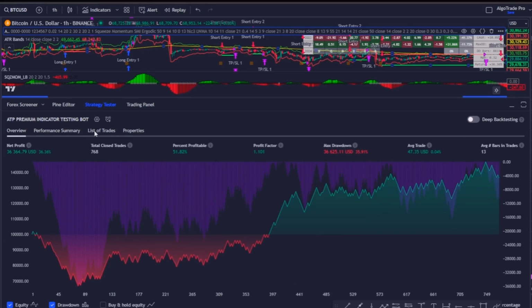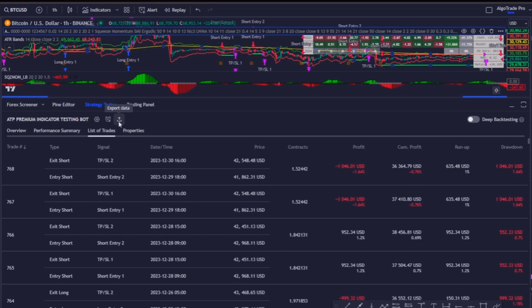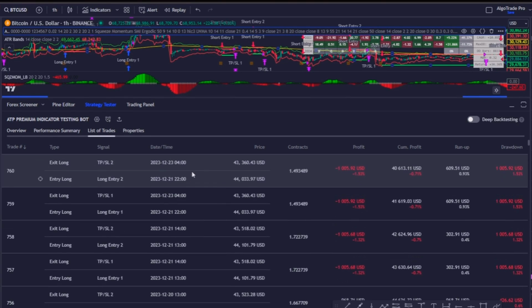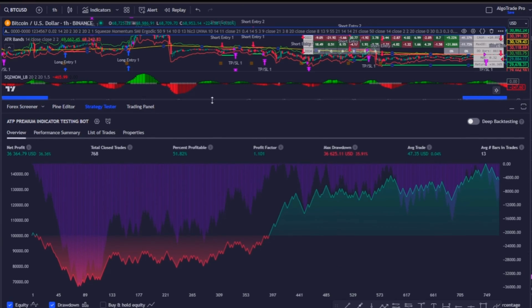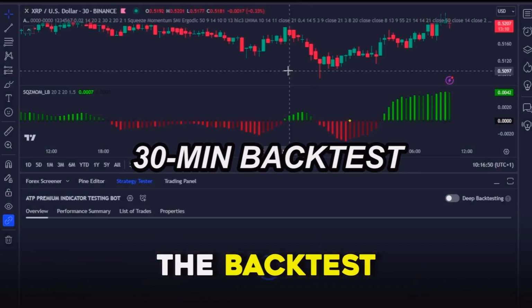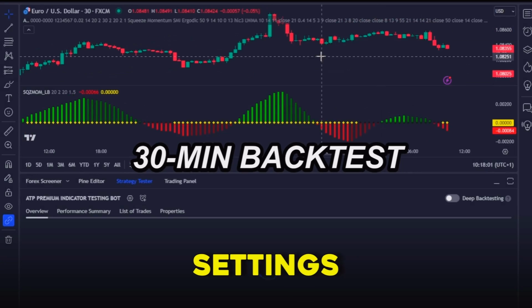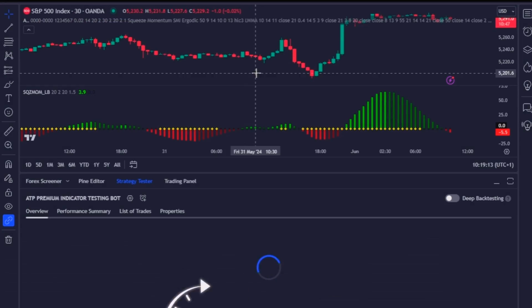And because I have the premium TradingView plan, I can download all the trades the bot takes, and that's what I'm going to do to create the trading journals. I will speed up the backtest, but you can slow it down in the YouTube settings. I'll see you in a minute.